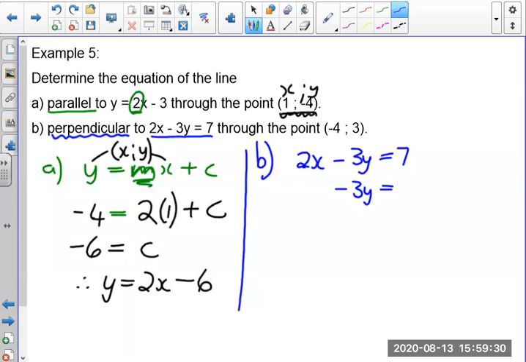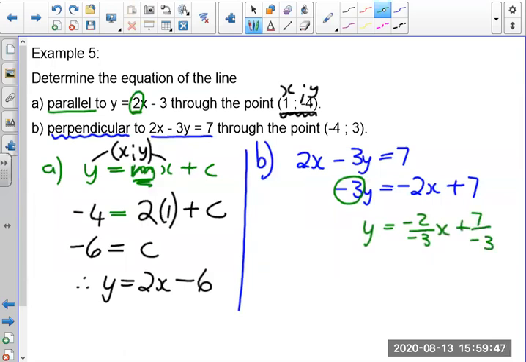So I'm going to do everything to get the y alone. I'm going to take this 2x to the right-hand side. I'm going to divide that minus 3 away. That's minus 2 over minus 3 x plus 7 over minus 3. Now, can you see that minus and that minus cancels? So I have the equation y equals 2/3 x minus 7 over 3. Do I know what the gradient is now? Yes, I know this gradient is 2/3.